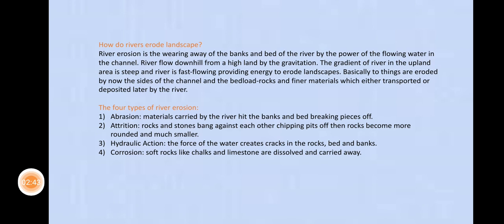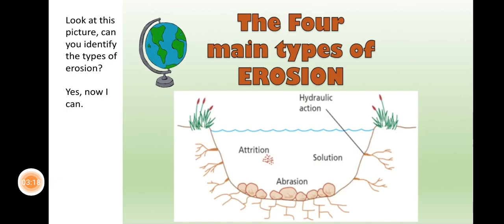The 4 types of river erosion: we have abrasion, where the materials carried by the river hit the bank and the bed and break pieces off. Attrition is when rocks and stones bang against each other and chip bits off each other. Hydraulic action is when the force of the river creates cracks in the rocks and the bed and bank. Corrosion is when soft rocks like chalk and limestone are dissolved and carried away by the river.